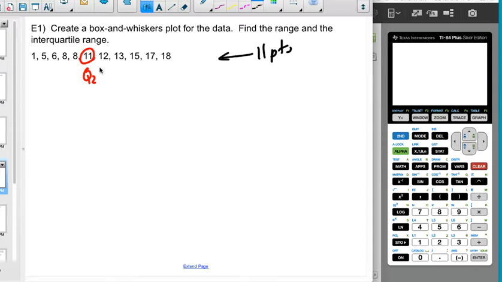So then I have this top half of the data. Now the Q2 doesn't count in that top half, right? So this is the upper half. And I also have this lower half down here. This is my lower half.